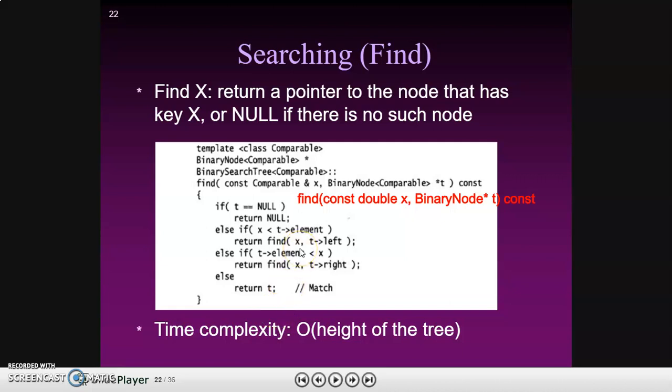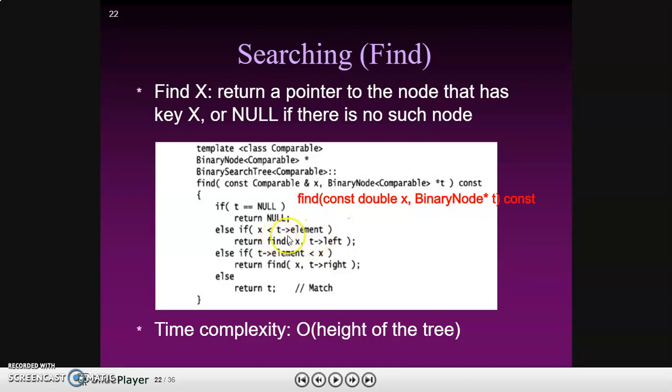Okay. The next operation of binary search trees is searching. For searching of a node, we can write the code like this. First we'll check whether the tree is null or not. If it is null, we'll return null. If the tree is not null, then we'll check whether our element is less than the tree value or not.